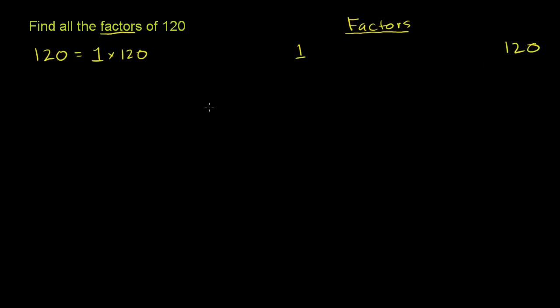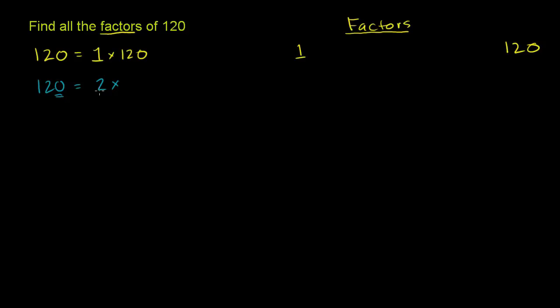Now let's think about others. Let's think about whether 2 is divisible into 120. So does 120 equal 2 times something? Well, you immediately recognize that 120 is an even number. Its ones place is a 0. As long as its ones place is a 0, 2, 4, 6, or 8, as long as it's an even number, the whole number is divisible by 2.